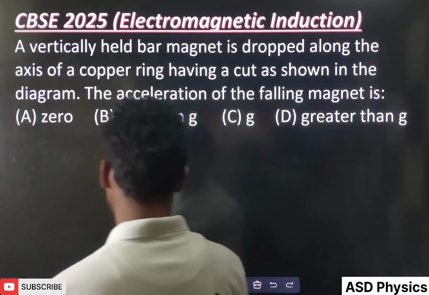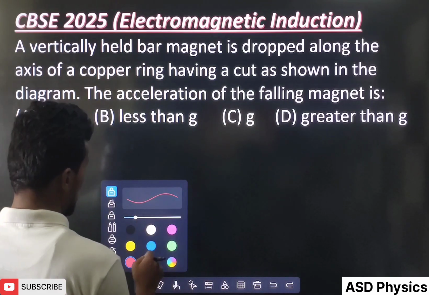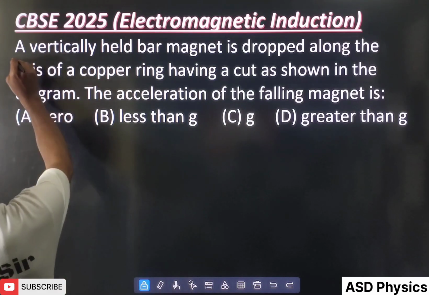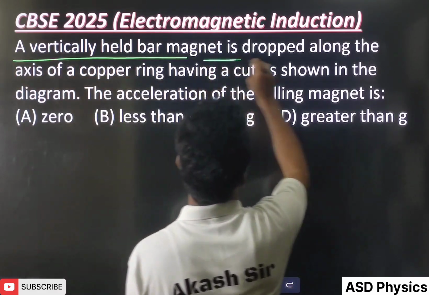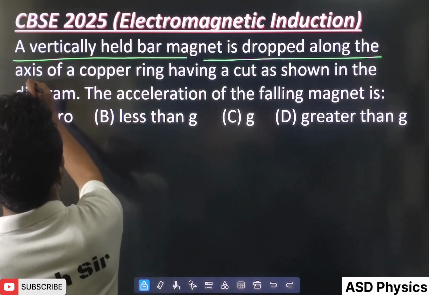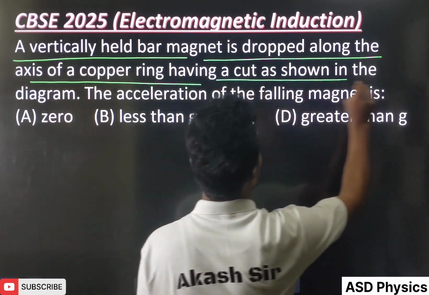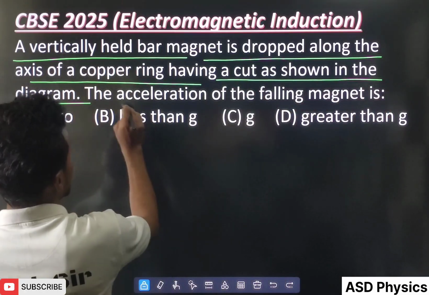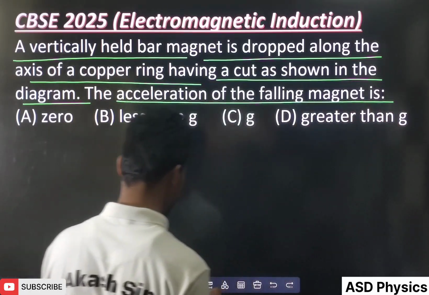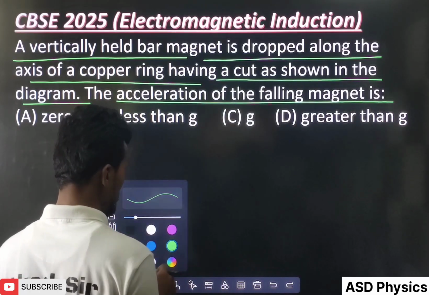Now students, see the next one here. The question is: a vertically held bar magnet is dropped along the axis of a copper ring having a cut as shown in the diagram. The acceleration of the falling magnet is how much here? Okay, students, so here what is this?